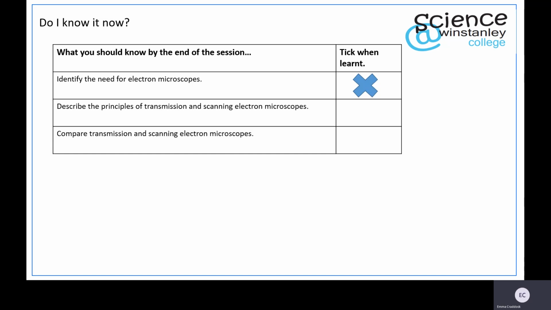So you should now know the need for electron microscopes and be able to identify that. You should be able to describe the principles of transmission and scanning electron microscopes, and you should be able to compare transmission and scanning electron microscopes.